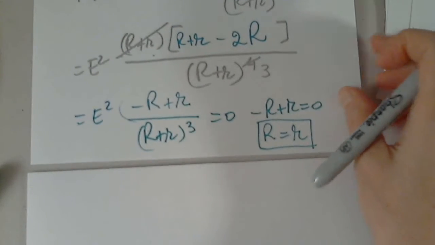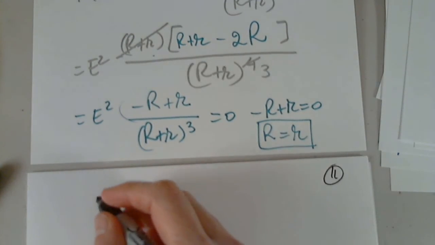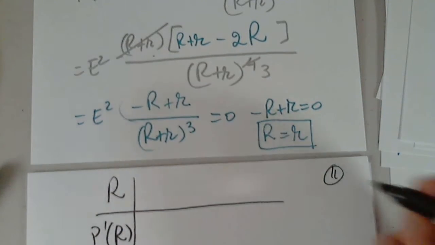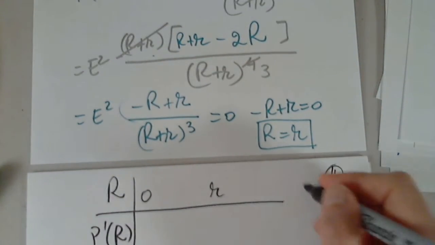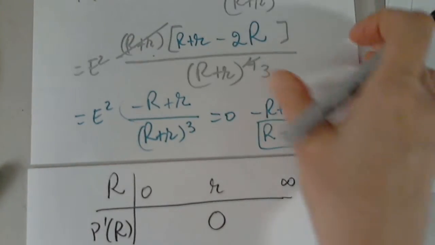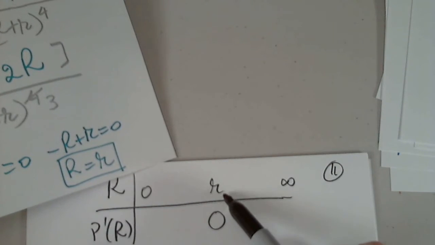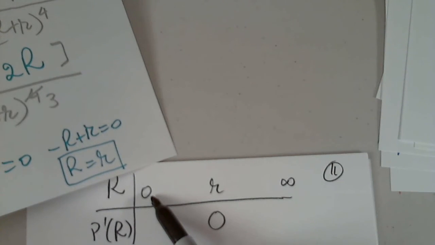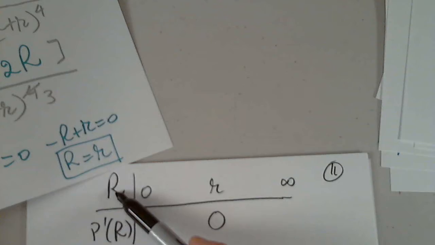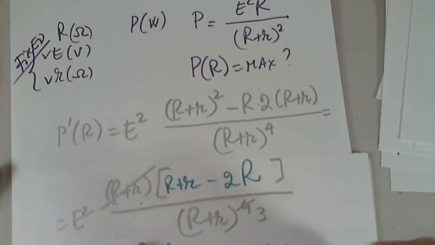So I create the table in which I have uppercase R because that's the variable, and P prime of R, and I have r and I have 0 and no, of course not infinity, but you know what I mean, 0 here. So this is the first derivative, and I want to plug in for R, I want to plug in 0. I'm sorry, for R I want to plug in 0. So I have 0 here and 0 here.